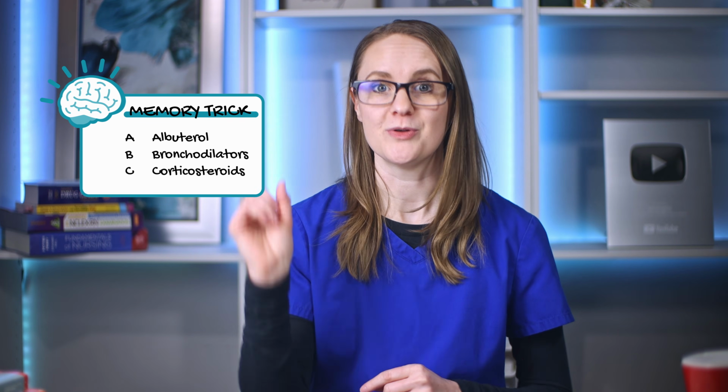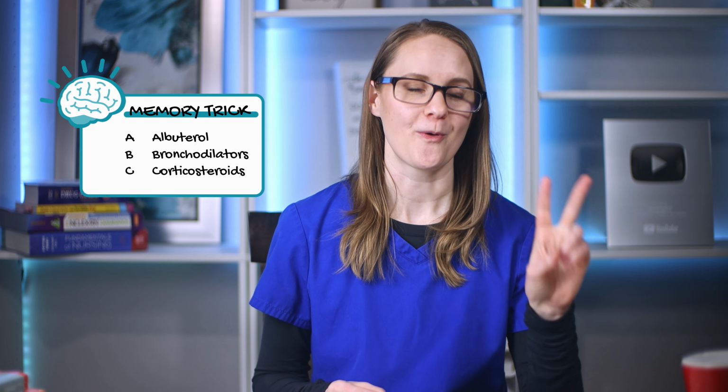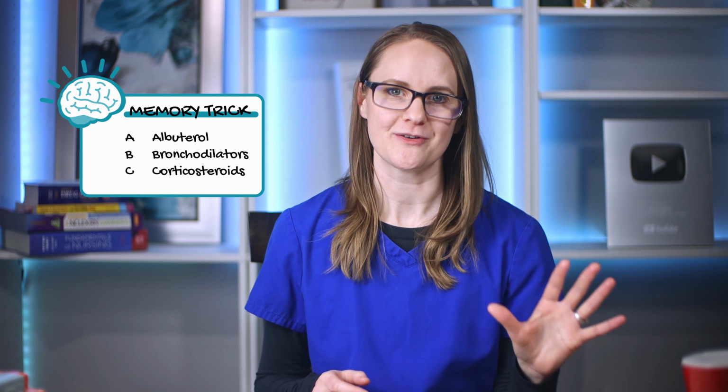So here's a handy way to remember it: A, B, C, albuterol, bronchodilators, corticosteroids. You'll give albuterol and bronchodilators first, and then you will give corticosteroids. Basically, if it has albuterol in it, you're going to give that first. If it doesn't have albuterol in it, you'll need to decide if it's a bronchodilator. If it is, you will give that first. But if it's a corticosteroid, you will give that one second.